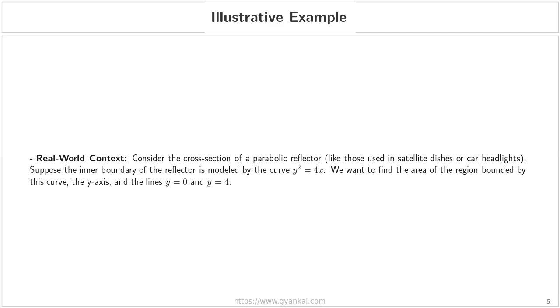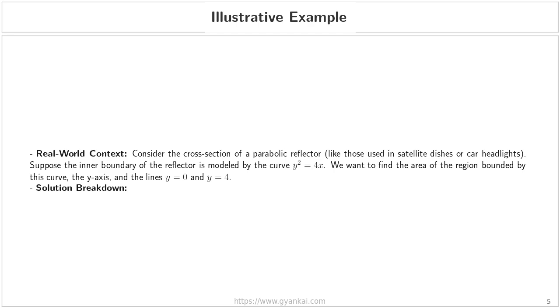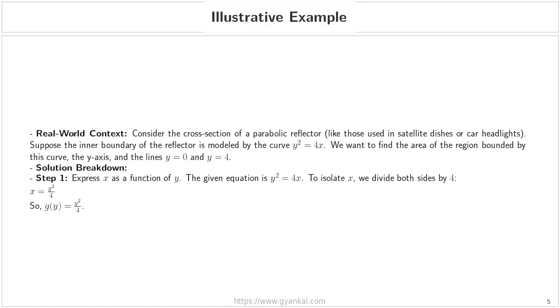Our task is to find the area of the region that is bounded by this curve, the y-axis, and the horizontal lines y equals 0 and y equals 4. Let's break down the solution using the 4-step procedure we just reviewed. Step 1, we must express x as a function of y. We start with our given equation, y squared equals 4x. To isolate x, we simply divide both sides by 4. This gives us x equals y squared over 4. Therefore, our function, which we call g of y, is y squared over 4.